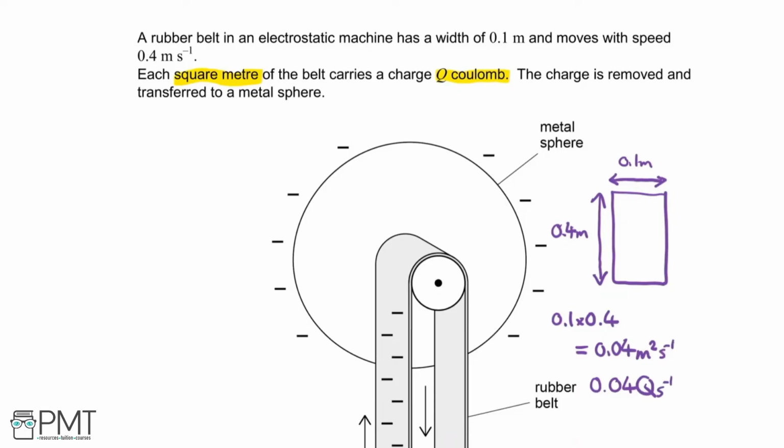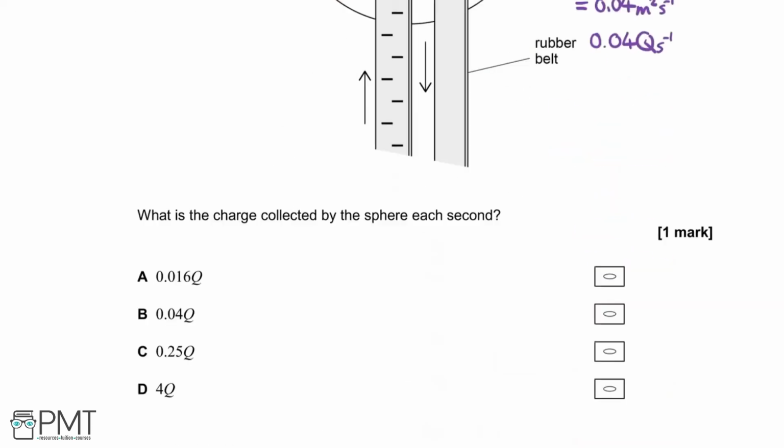If we look down at the options for this question, you can see there that option B is 0.04 Q. That is the amount of charge collected by the sphere, i.e. the amount of charge that passes along via the belt every second. So the answer is B.